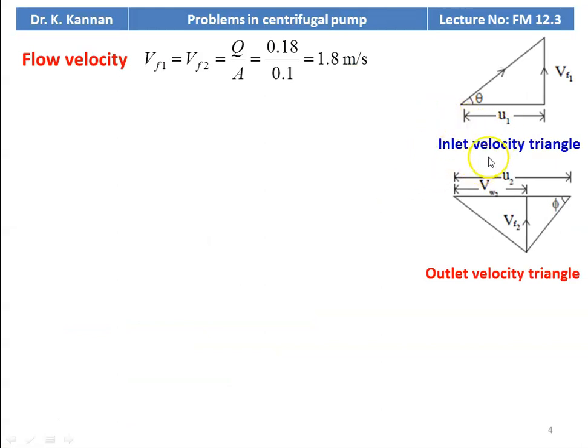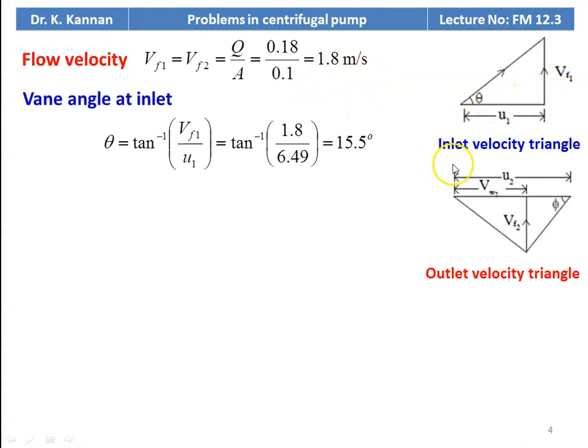So we refer to the inlet and the outlet velocity triangle of the centrifugal pump. And we calculate the flow velocity from the discharge, Vf1 equal to Vf2, which is Q by A. So Q discharge equal to 0.18 meter cube and area is 0.1 meter square. So this becomes 1.8 meters per second. And referring to the inlet velocity triangle, we take theta. Theta equal to tan inverse of Vf1 divided by U1. So tan inverse of 1.8 divided by 6.49 equal to 15.5 degree.